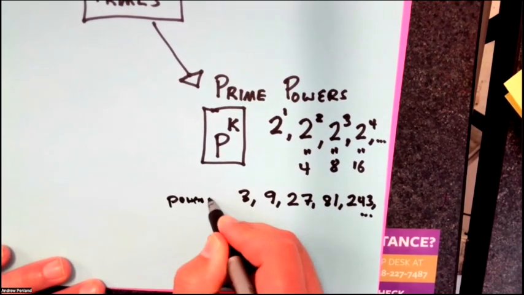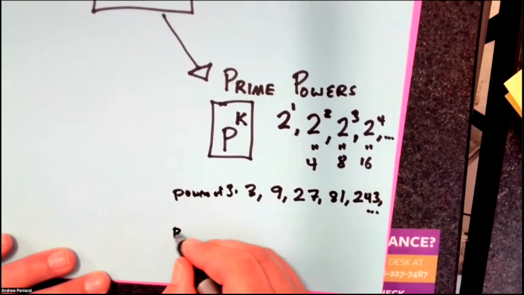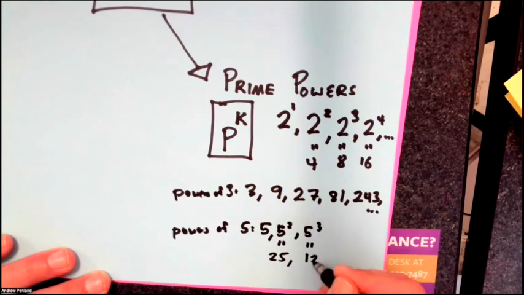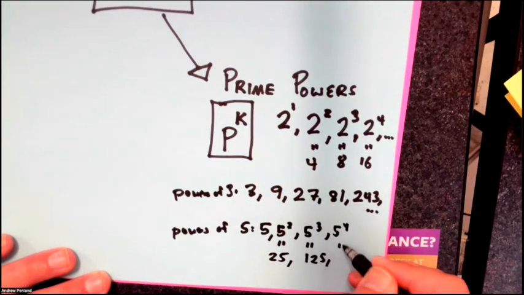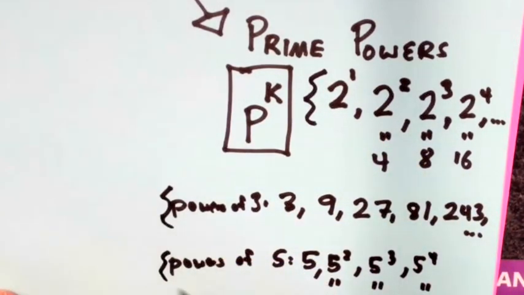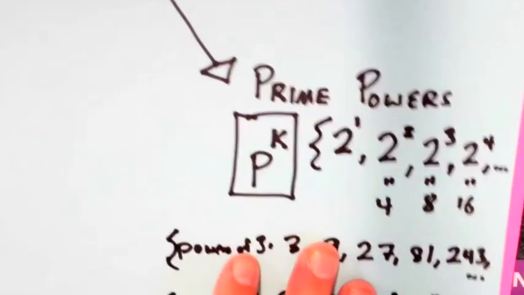Or if you really wanted to be fancy, you could look at powers of 5. So you would have 5 squared, which is 25, 5 cubed, which is 125, 5 to the 4th, which is 625. And you could tackle one of these families to investigate. So how many of you would be interested in looking at this?